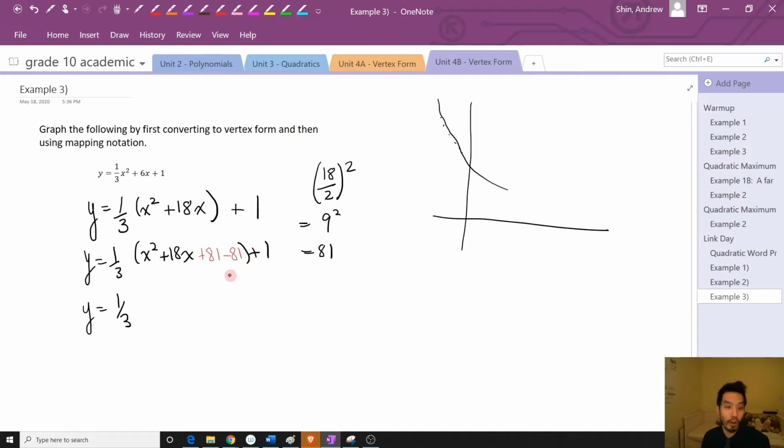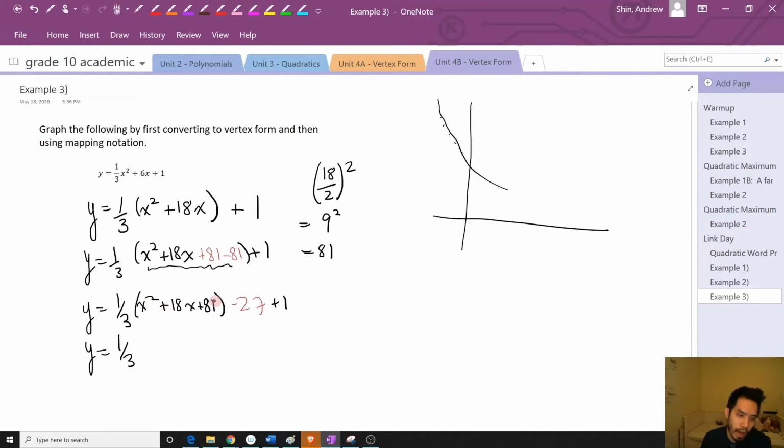Now the goal is to get a trinomial. Right now I don't have a trinomial in here. We have 4 terms. We have to get rid of that 4th term by distributing that 1/3 only to that last term, so we can maintain this perfect square trinomial inside these brackets here. So we have to take 1/3 of 81. So take 81 divided by 3. That gives me 27. Minus 27 plus 1.